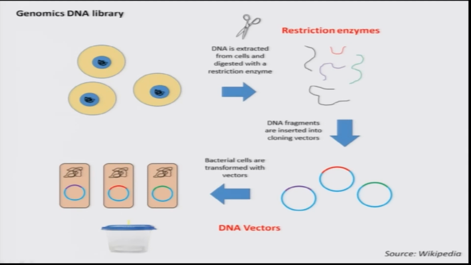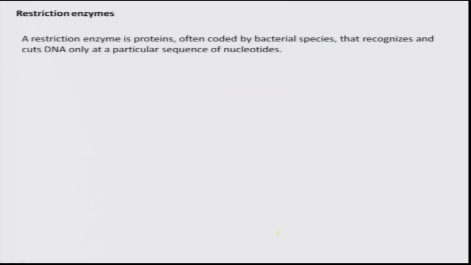So, this process of cutting the DNA is done by restriction enzymes, and then for putting each fragment you use a specialized host to carry the DNA. These are called the DNA vector. So, these are two important components of a DNA library that we are going to look into.